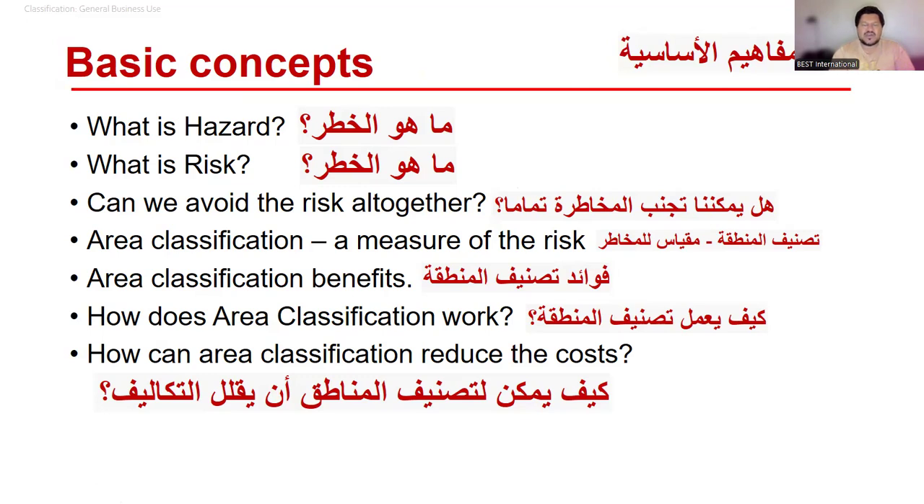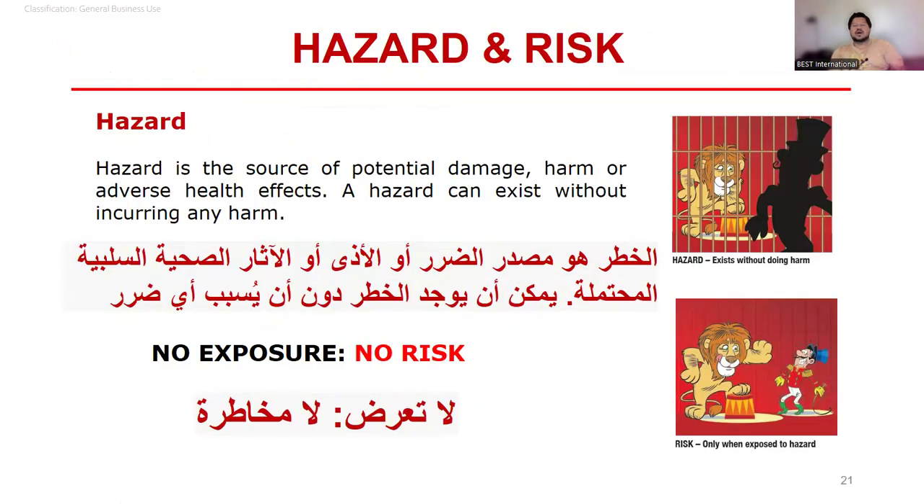Otherwise, again, you have a research opportunity: find out what a hazard is, start learning what risk is, what types of risk there are, and most importantly, whether we can avoid the risk altogether. Can we eliminate the risk 100%? These are some opportunities for you to learn further. Otherwise, I'm telling you, a hazard is a source of potential damage, harm, and adverse health and safety effects. We have two types of hazards: safety hazards and health hazards.